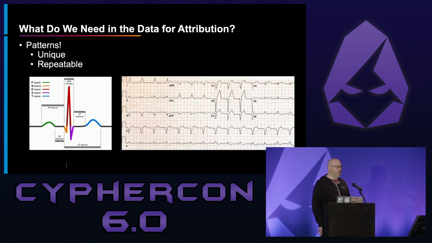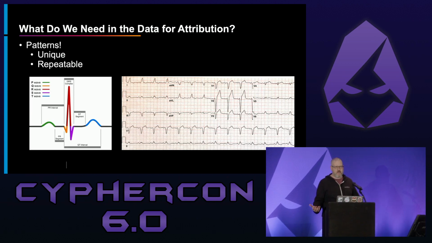So really, what do we need for attribution? We really need patterns. Coming from a medical background, I like to use this example a lot. A normal heartbeat is on the left. It has a pattern that it follows. Anything that's different is bad. And the one on the right is what your CISO looks like when you tell them you just got ransomware. That's actually a heart attack.